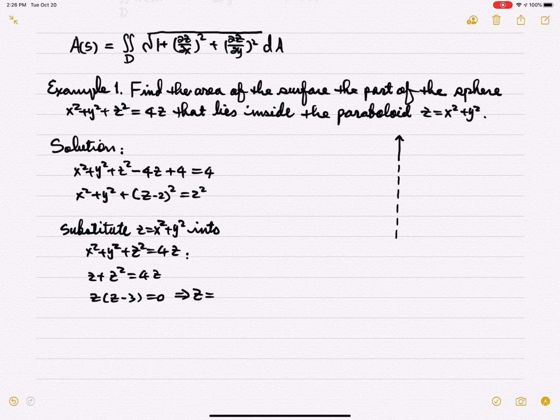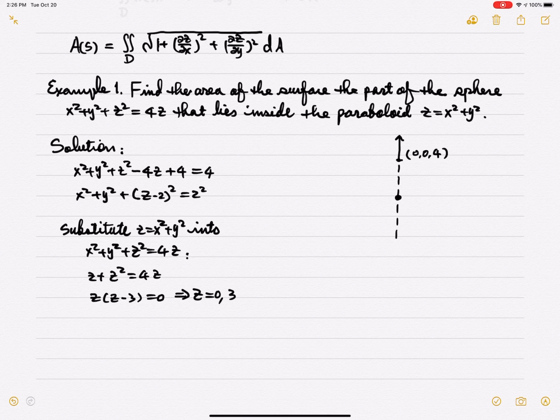Well, you see both surfaces pass through the origin, and z equal to 3. So that means the intersection should be at z equal to 3. Now you see the surface is centered at 0, 0, 2 with radius 2, so that means like this. And then here, suppose this point is 0, 0, 4. So the surface should pass through this point.